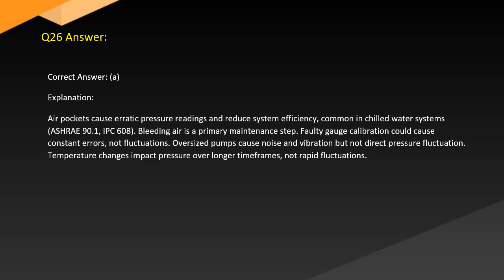Answer. Correct answer: A. Explanation. Air pockets cause erratic pressure readings and reduce system efficiency, common in chilled water systems. ASHRAE 90.1, IC 608. Bleeding air is a primary maintenance step. Faulty gauge calibration could cause constant errors, not fluctuations. Oversized pumps cause noise and vibration but not direct pressure fluctuation. Temperature changes impact pressure over longer time frames, not rapid fluctuations.